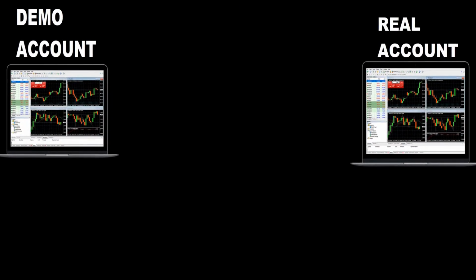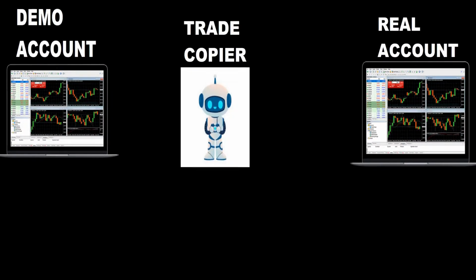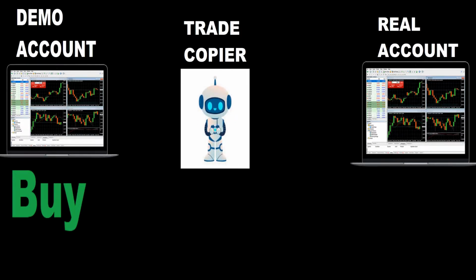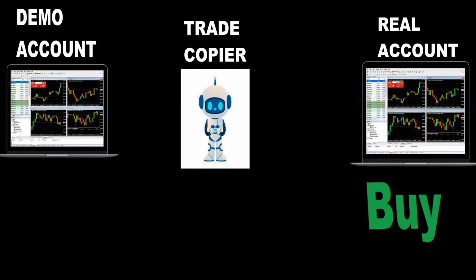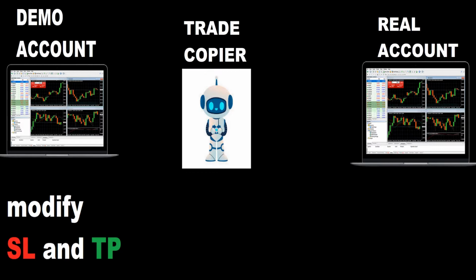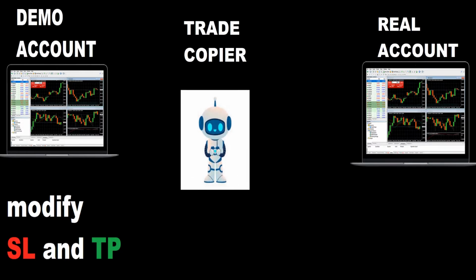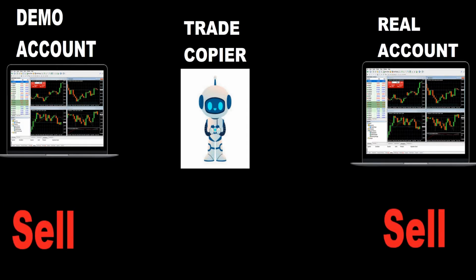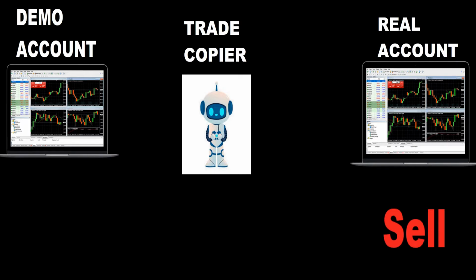What this trade copier does is when you use a demo robot in your account, the trade copier takes those trades and sends them to the real account. So that means all the things happening in the demo trading account also happen in the real account at the same time. Even if the demo account robot moves the stop loss, the live account also moves the stop loss. If the demo robot deletes trades, the live account also deletes the trades.